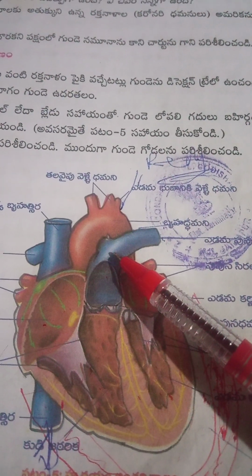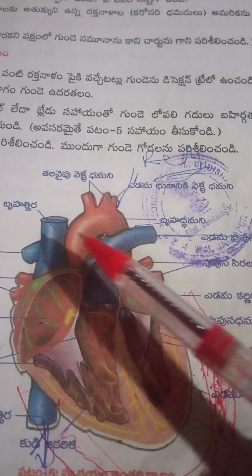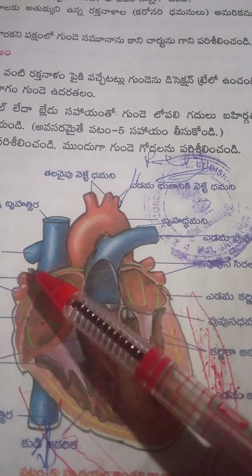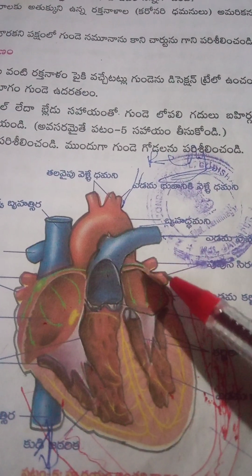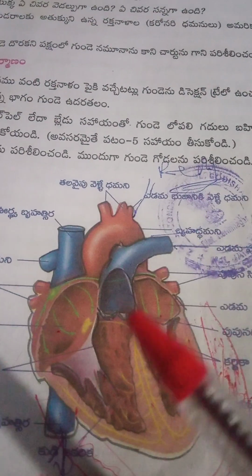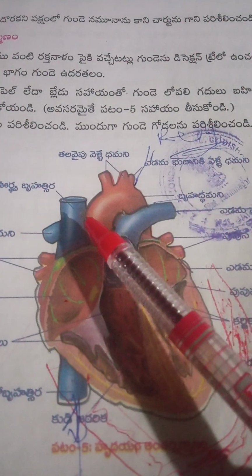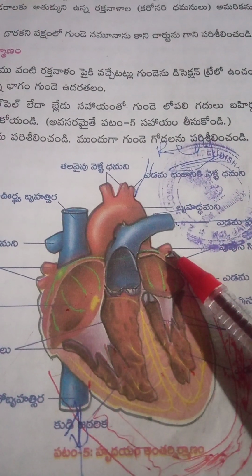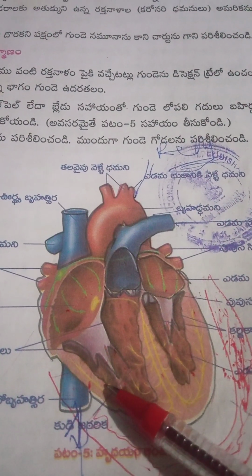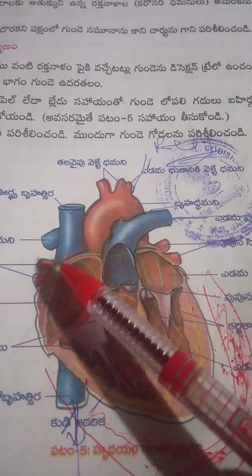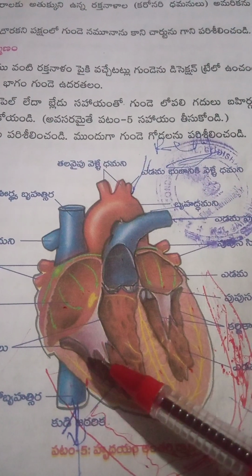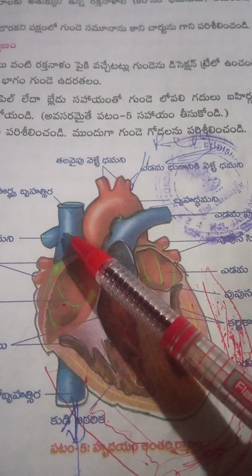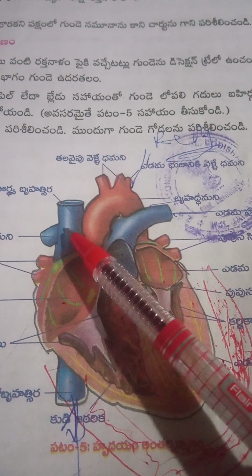Next, if you observe the veins present in the heart, these are the veins. Now we can discuss the veins. The vein which is at the anterior portion and right side of the heart is called the superior vena cava. It is the blue colored structure called the superior vena cava.